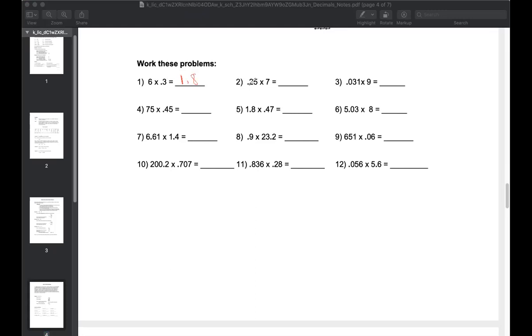All right, what's 0.25 times 7? If I have 7 quarters, how much money do I have? 1.75. Very good. I have $1.75 if I have 7 quarters. Okay. What is 0.031 times 9? 0.279.